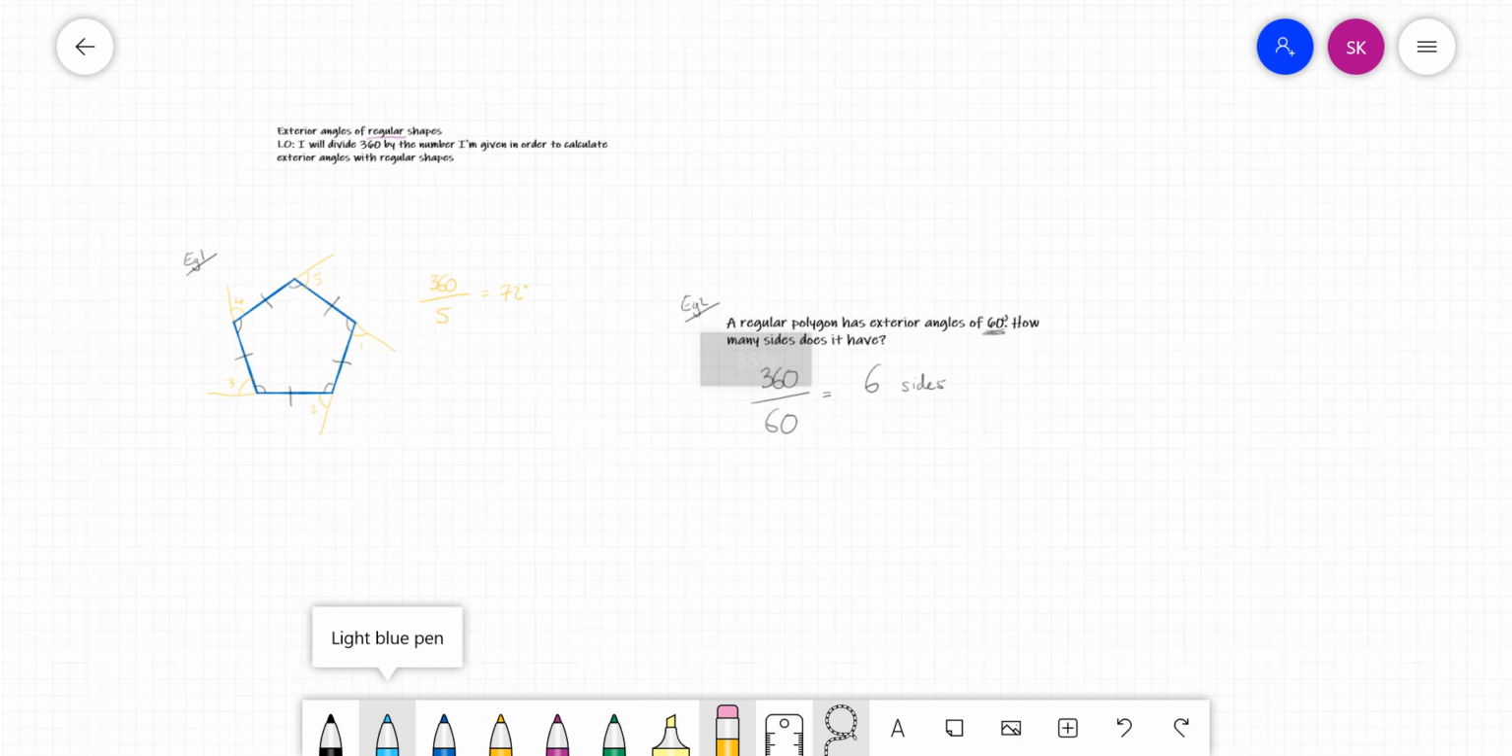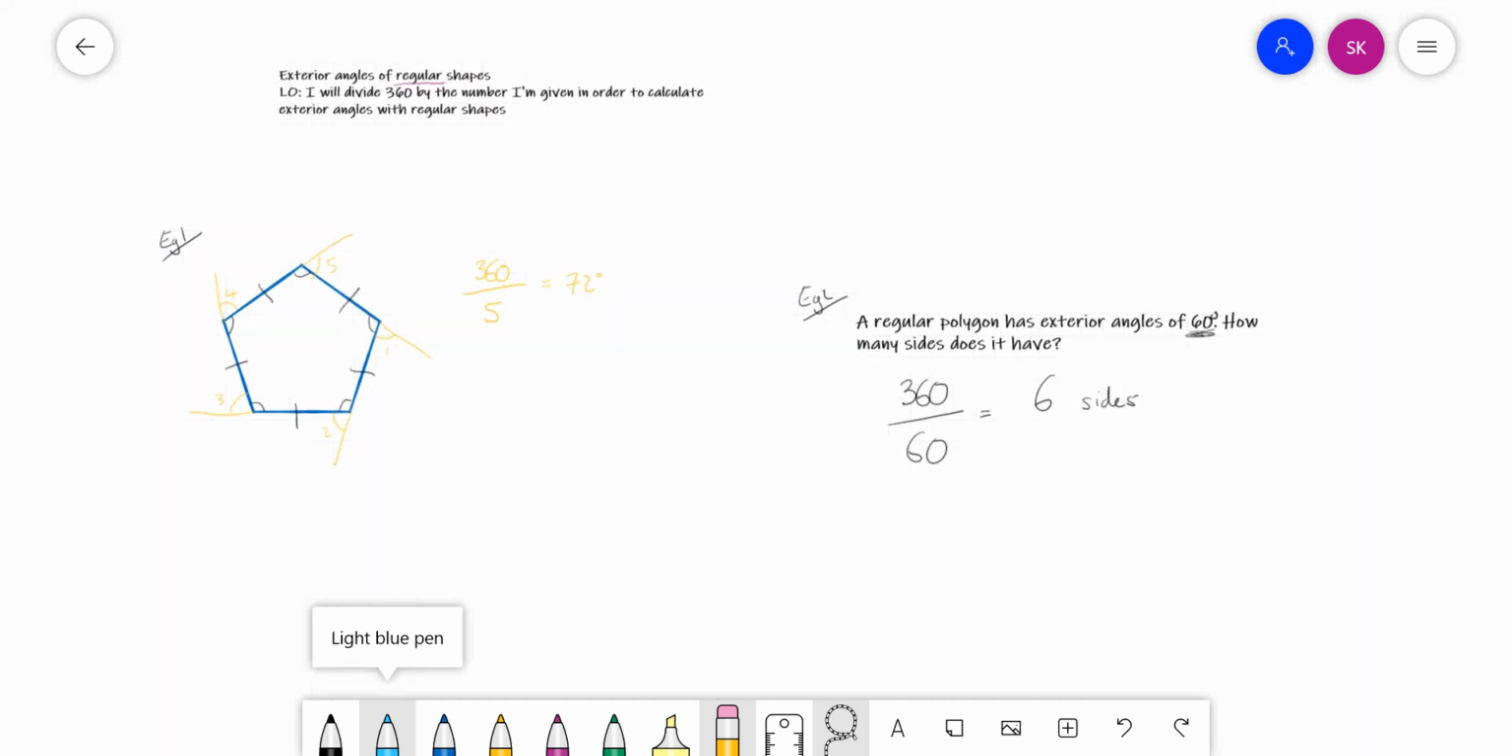There we go. So look at the learning objective. I will divide 360 by the number I'm given in order to calculate exterior angles with regular shapes. In both situations, example 1, where we were given the number of sides but not the angle, and example 2, when we were given the angle but not the number of sides, because exterior angles add up to 360, we do 360 divided by the number that we're given. And this is our strategy when we are dealing with regular shapes.